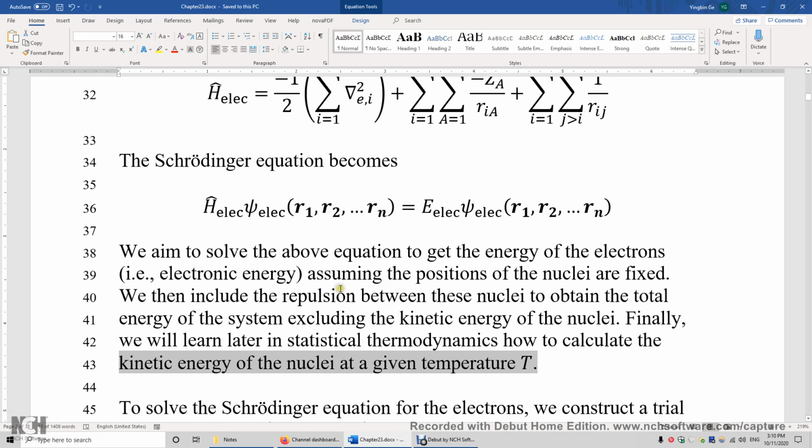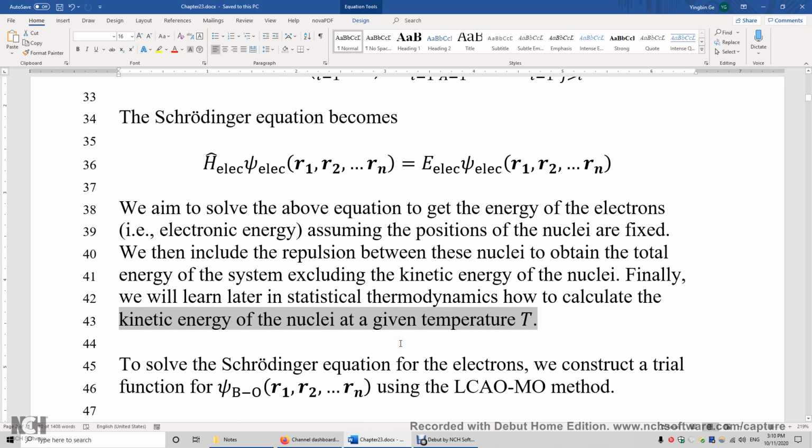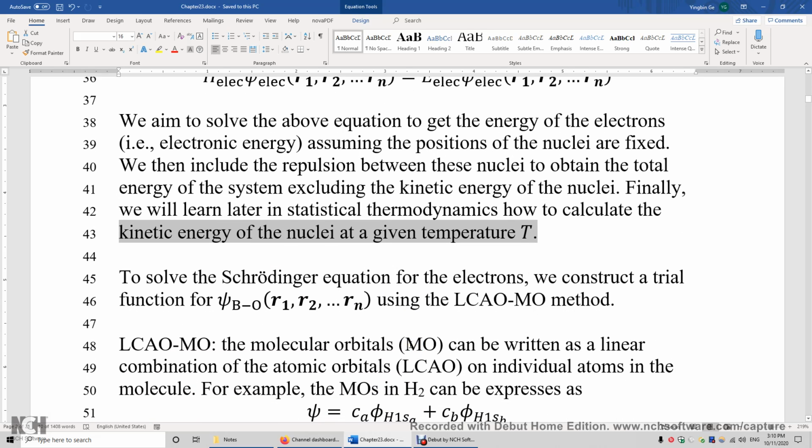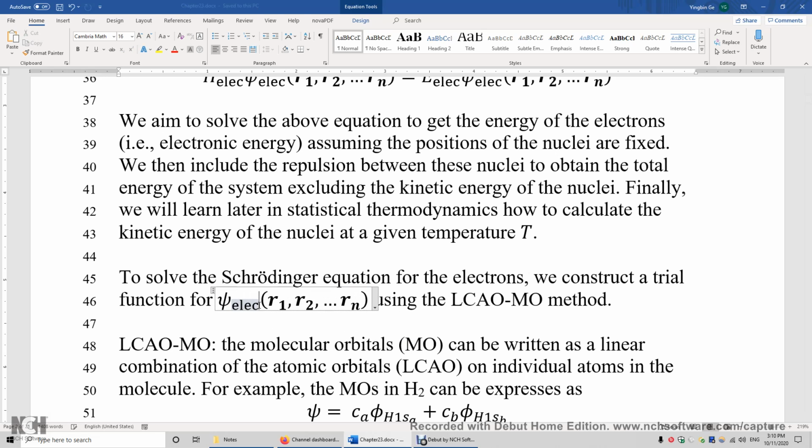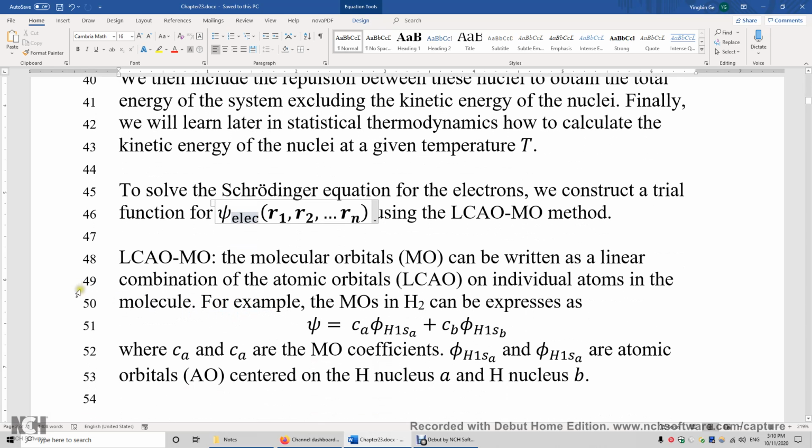To solve for the electronic energy, we need to construct trial functions for the electronic wave function. Why is that? This is because once we have more than two particles, and a molecule does include more than two particles, we'll have to make approximations. One reasonable approximation can be made using the LCAO-MO method. What is LCAO-MO?